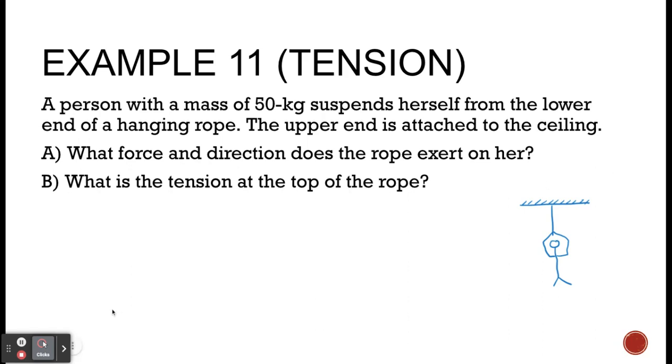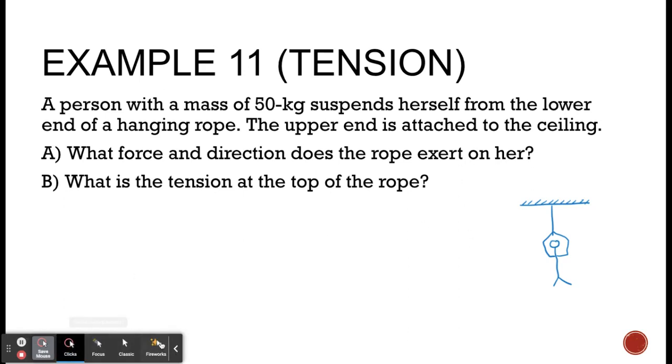Okay, so example number 11, which is technically the 12th example here. A person with a mass of 50 kilograms suspends herself from the lower end of a hanging rope. The upper end is attached to the ceiling. What is the force and the direction of the rope on her? So what force and direction does the rope exert on her? And then what is the tension at the top of the rope?